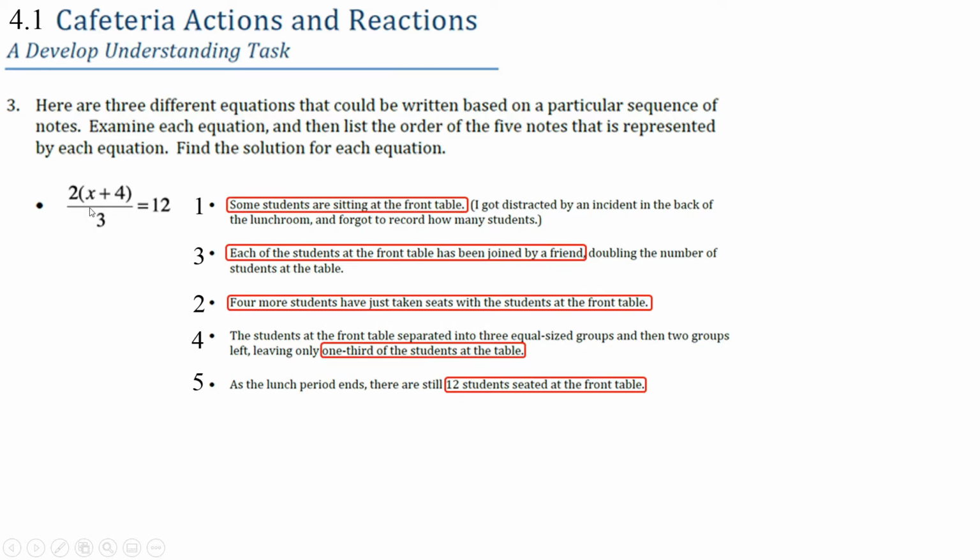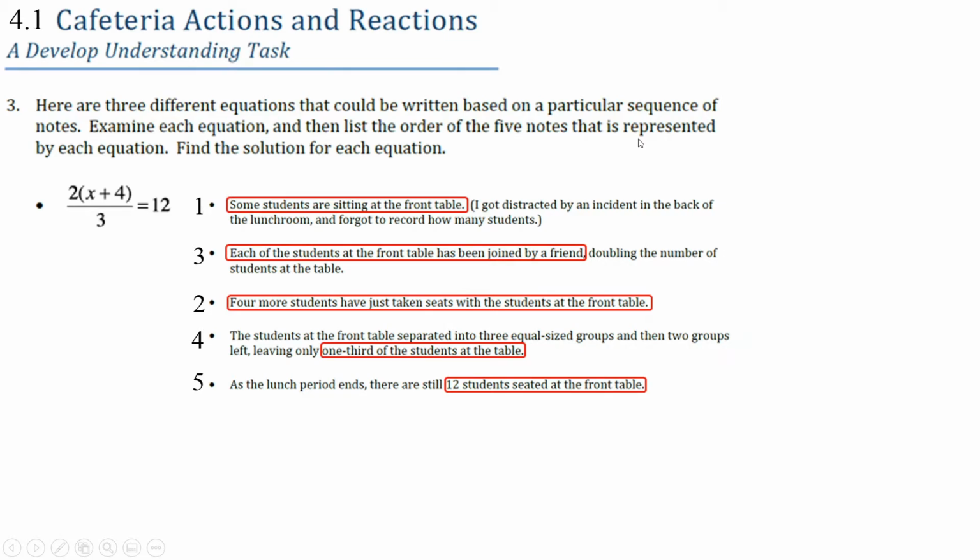And do you see this, 2 times the quantity x plus 4 divided by 3 equals 12? That looks really familiar to me. And that's why I have these notes in the same order that we had on the previous slide.